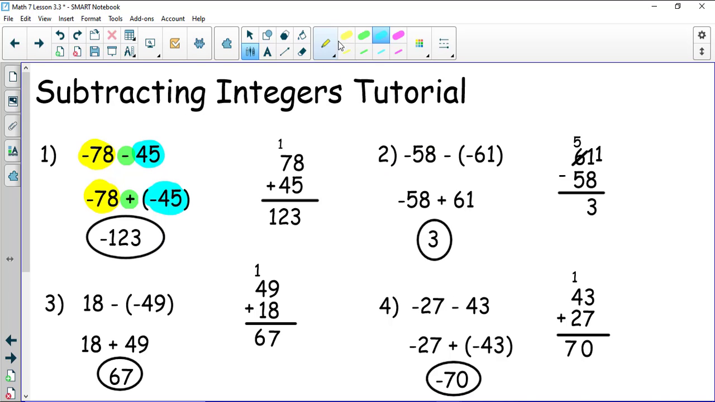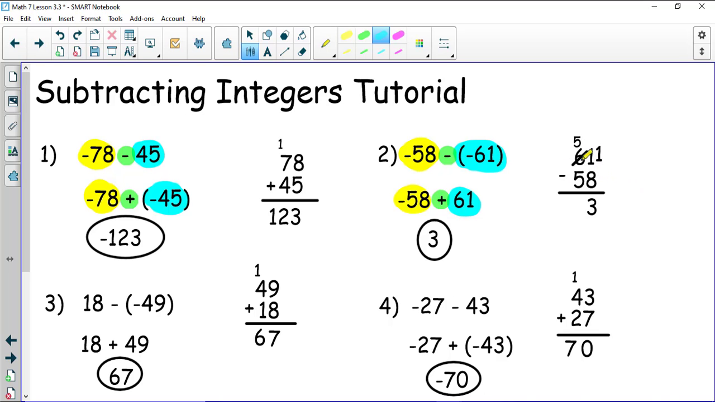Let's take a look at number 2, negative 58 minus negative 61. Again, negative 58 is going to stay the same. Subtraction is going to become addition, and then negative 61 is going to become its opposite, which is positive 61. Remember that this expression is equivalent to the original expression. Then we can follow our rules for adding integers. Here the signs are different, unlike our previous question. When the signs are different, we find the difference. So we put our bigger number on top, which is 61, minus our smaller number, which is 58.